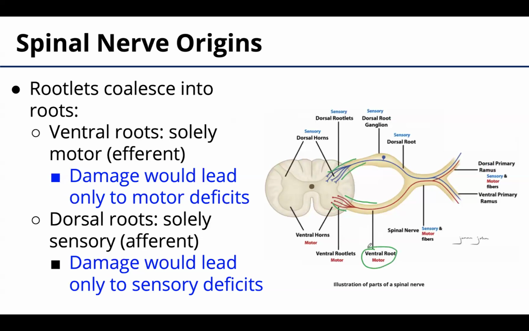So specific damage to just the ventral root of a spinal nerve would only present as motor deficits to areas innervated by that specific spinal cord segment. And the opposite is true of the dorsal roots. Damage to just the dorsal root would present as only sensory deficits to areas innervated by that spinal cord segment, as dorsal roots are entirely sensory or afferent.